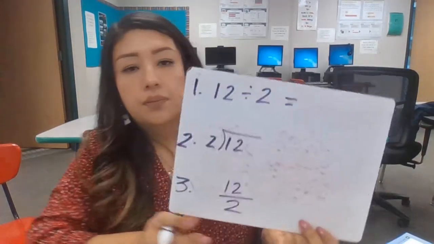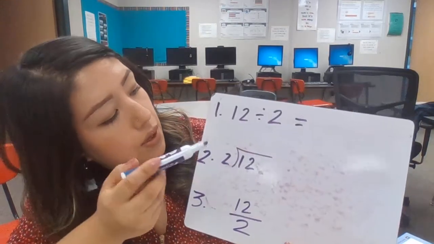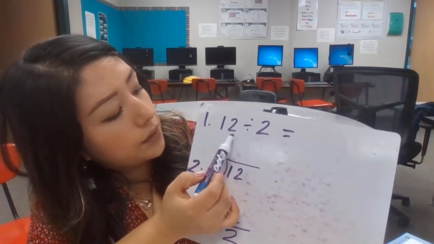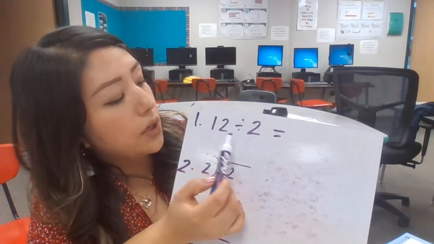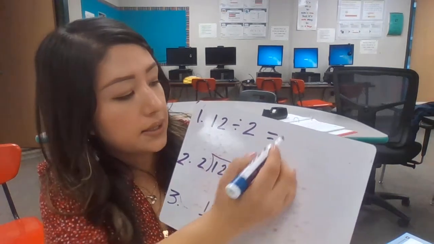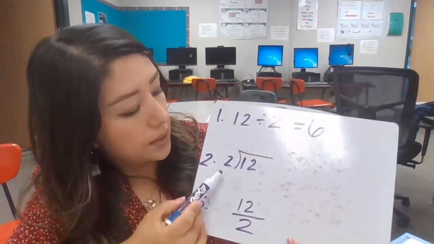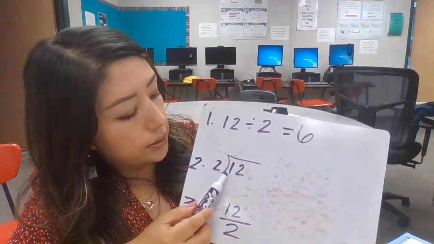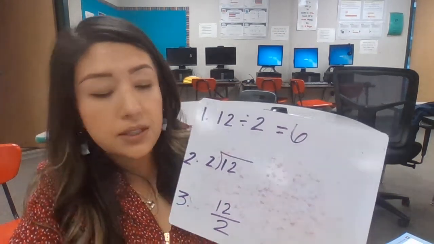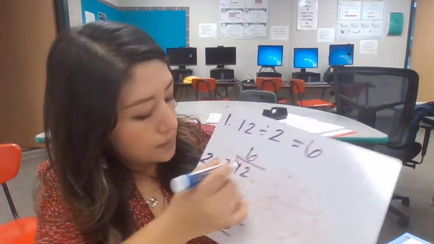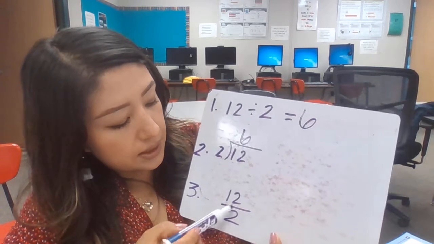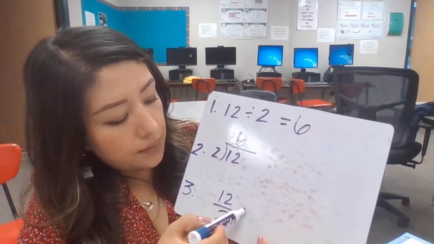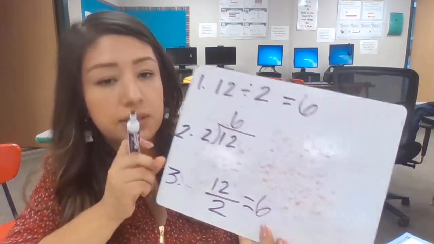So the next step would be to write out our problem. So again, we're working with the number 12. That's why we have the 12 for 12 cookies, and it was shared or divided amongst 2 children. So 12 divided by 2 is 6. The next way to write it is 2 goes into 12 how many times? Yes, 6. And then the last way that looks like fraction form is 2 goes into 12 again 6 times.